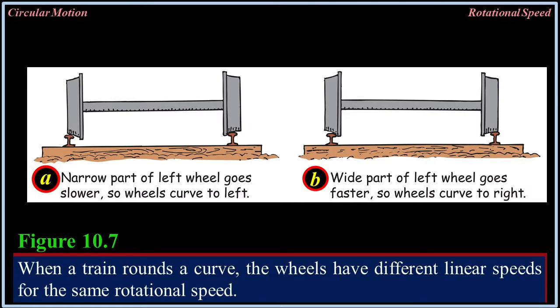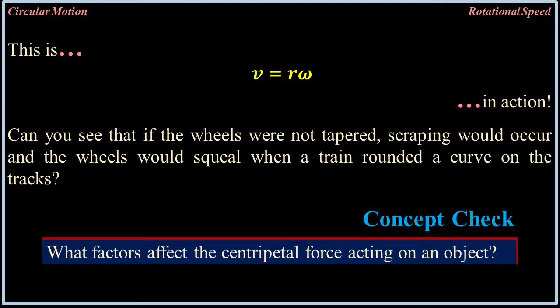Figure 10.7. When a train rounds a curve, the wheels have different linear speeds for the same rotational speed. A. Narrow part of left wheels goes slower, so wheels curve to the left. B. Wide part of the left wheel goes faster, so wheels curve to the right. This is v equals r omega in action. Can you see that if the wheels were not tapered, scraping would occur and the wheels would squeal when a train rounded a curve on the tracks?